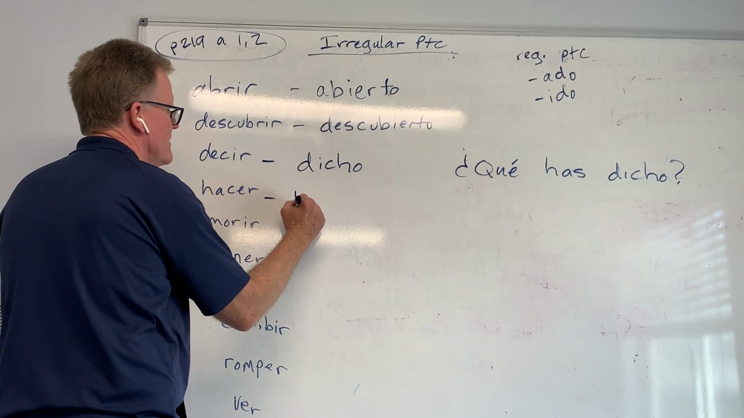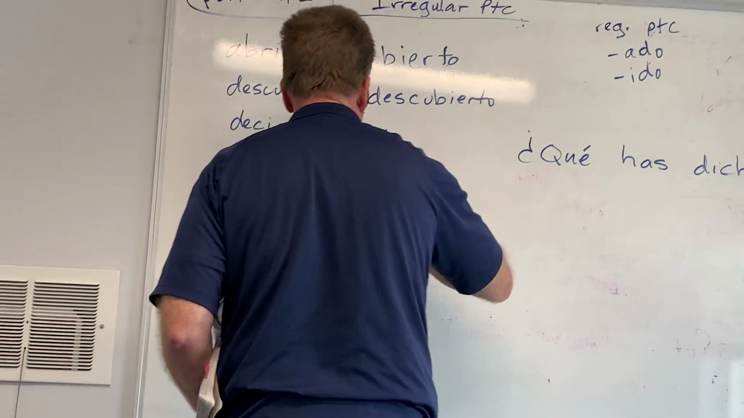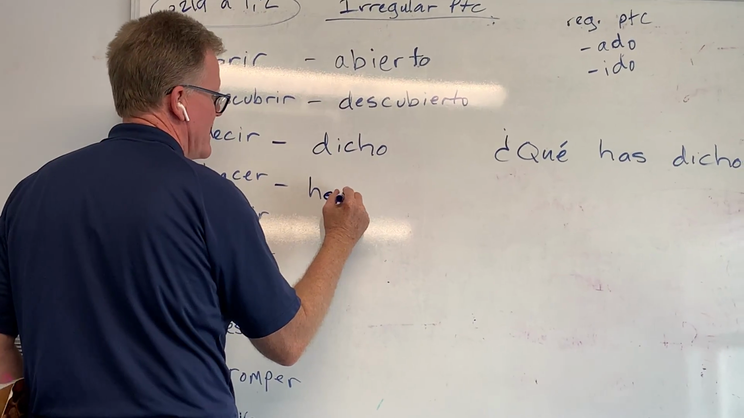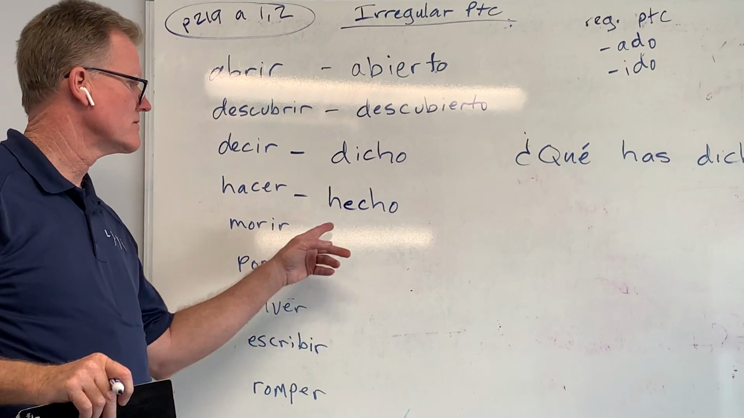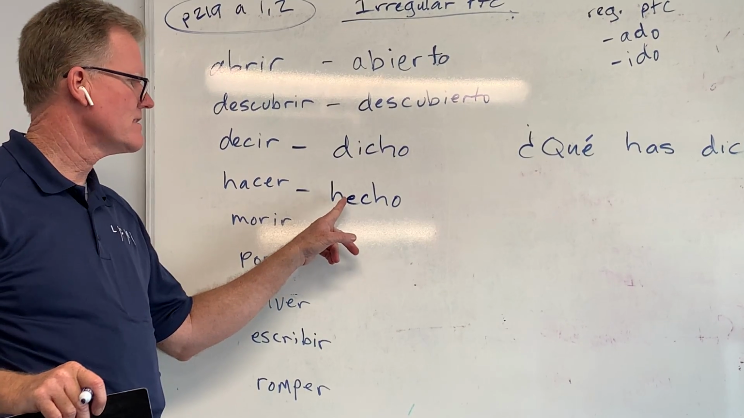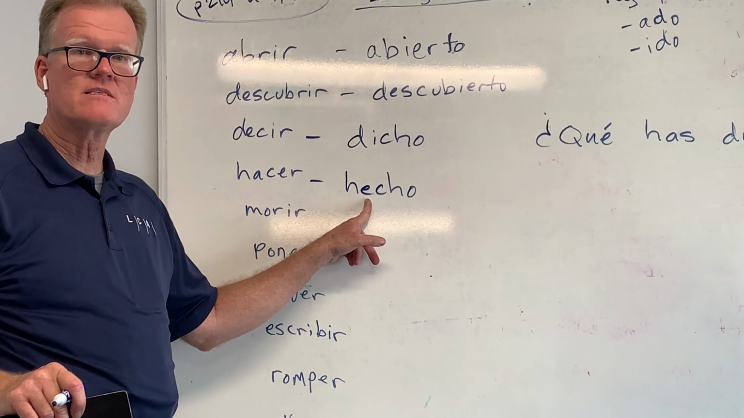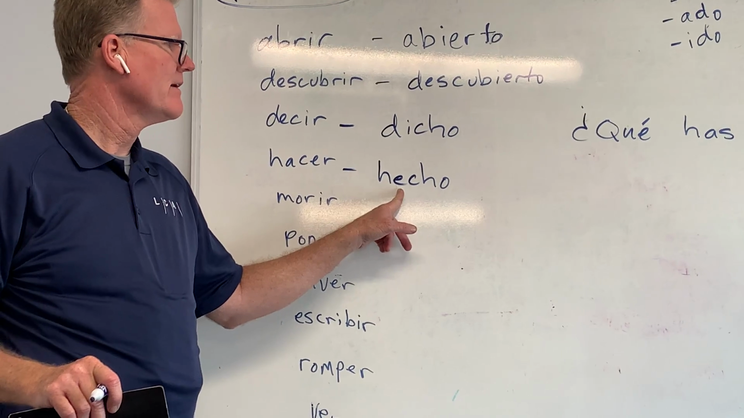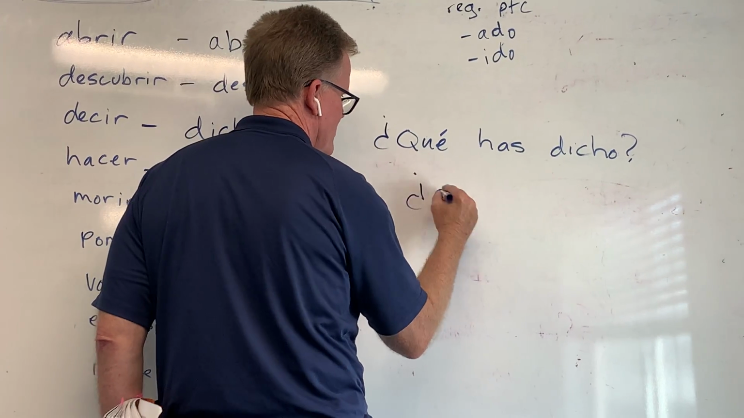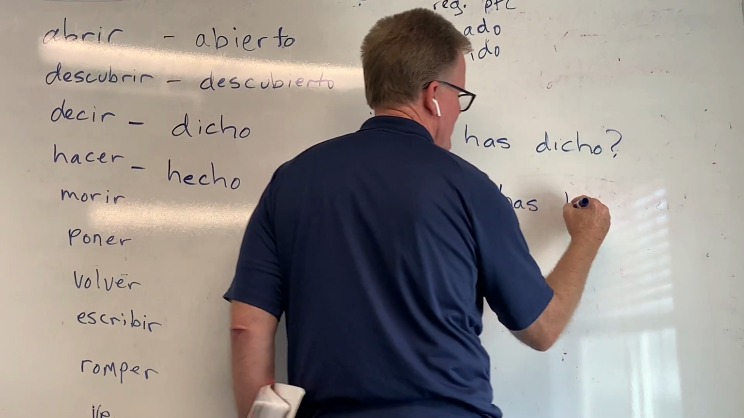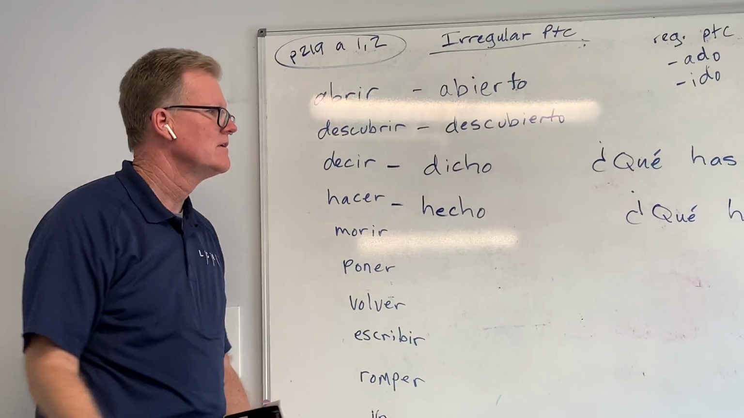Okay. Hacer. So hacer means to do or make. And so the participle is hecho. And maybe you have a shirt or something that's made in Mexico, and it says in the collar, hecho en México, made in Mexico. It's the participle that they're using there. Okay? So I'm going to ask a student, what have you done? Same thing as the one above it. ¿Qué has hecho? What have you done? You messed up my room. ¿Qué has hecho? What have you done?